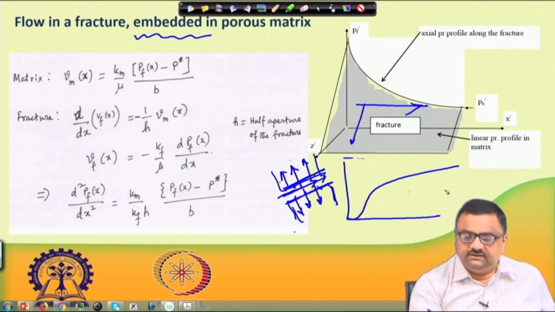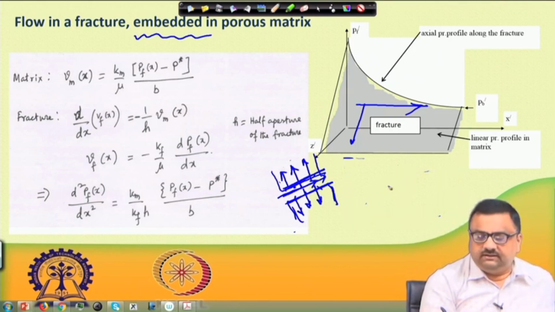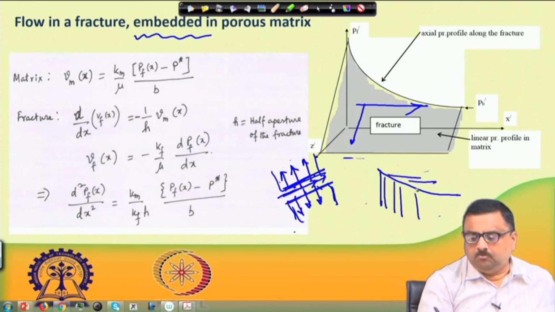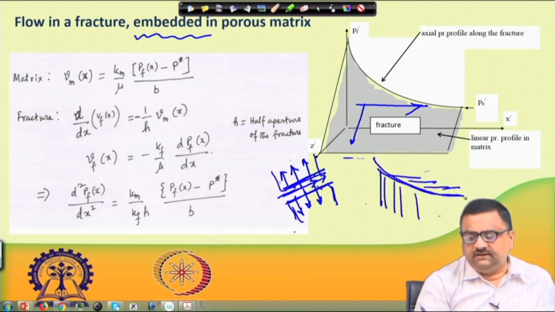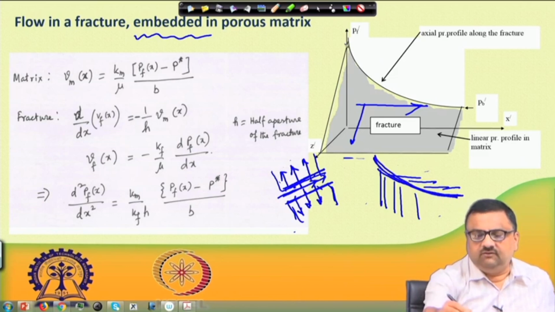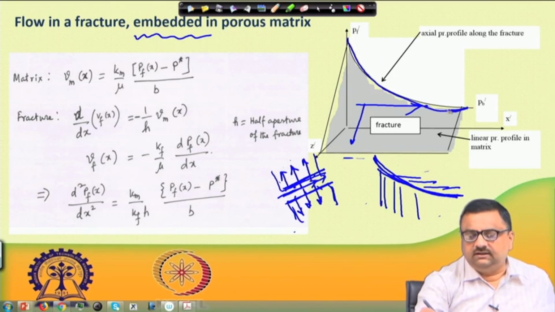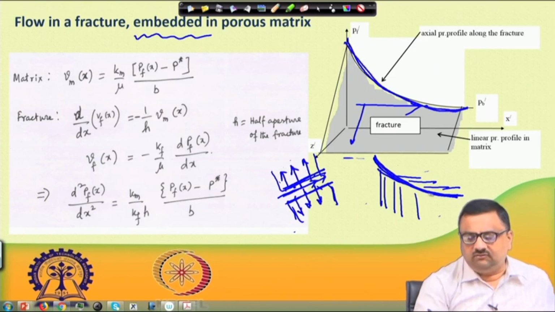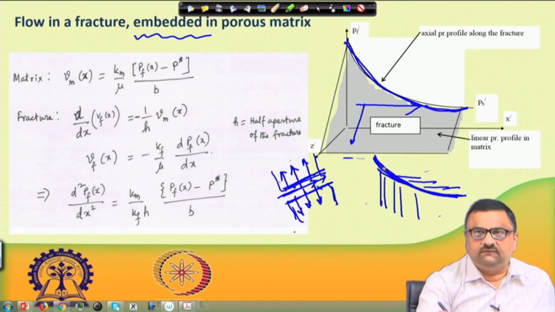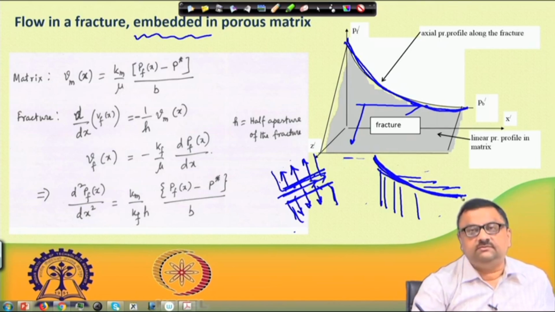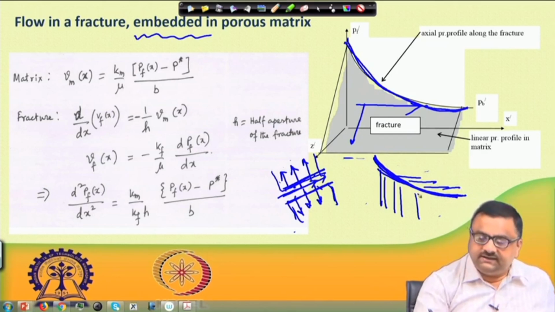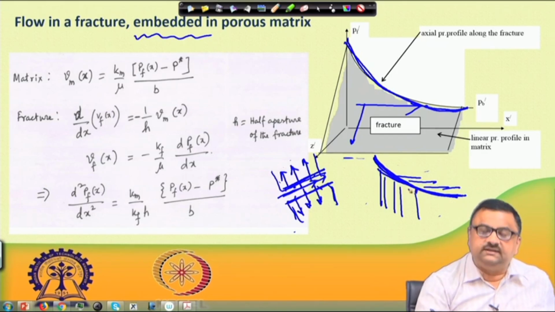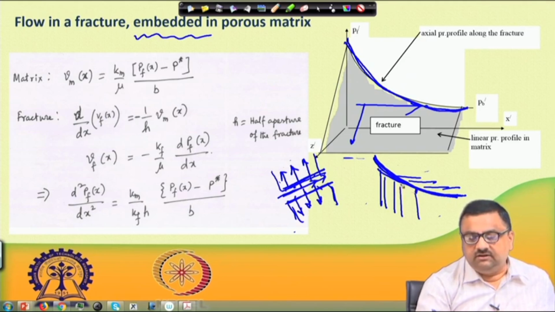So, basically we expect that the pressure in the fracture is following this line. This line we have already shown here. The pressure in the fracture has to go down because we have flow through the fracture; flow will take place from higher pressure to lower pressure. But at the same time, this pressure in the fracture is higher than the pressure in the adjoining matrix.